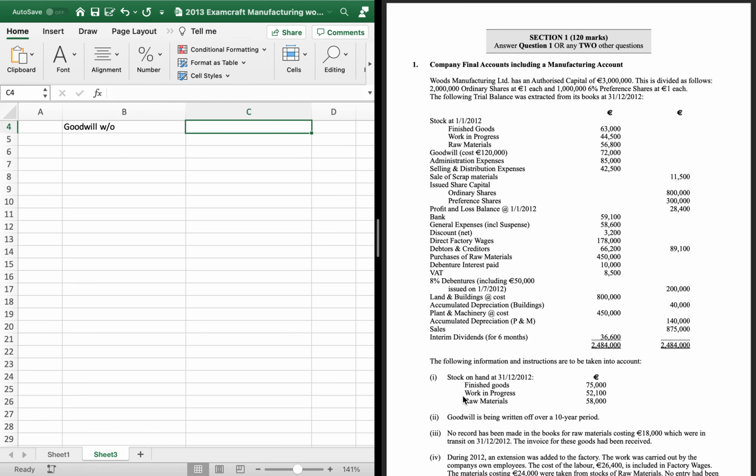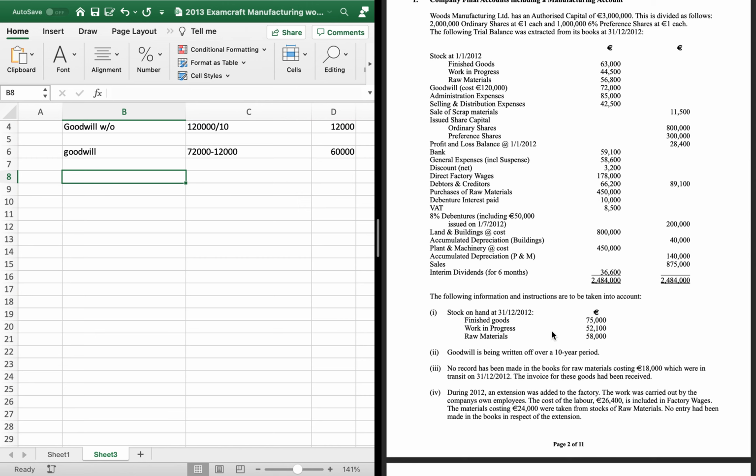So we've got the goodwill at cost is 120,000 and it's written off over 10 years. So that's 12,000 a year. So you always use the at cost figure. Then the value of goodwill for the balance sheet will be its value, 72 minus the 12,000. So its value is 60,000.